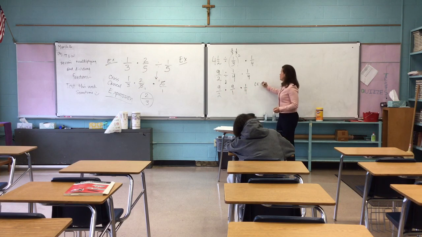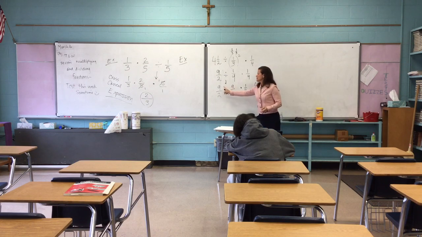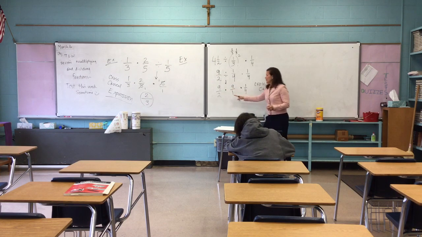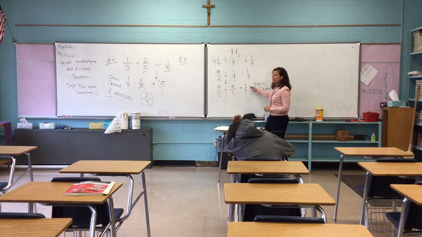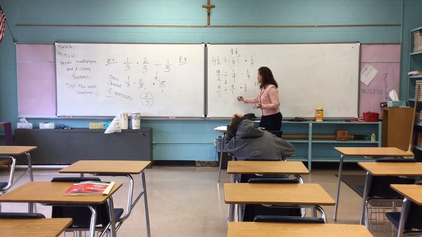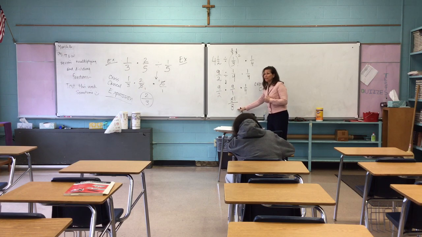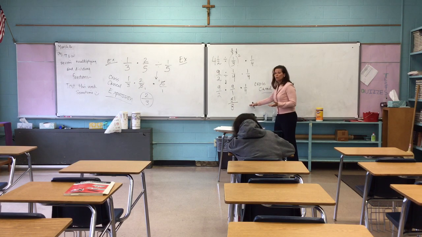Look and see, is there anywhere I can cross cancel? Please do not cancel these 9s because they're both in the numerator. The 2 and the 4, don't cancel those either. They're both in the numerator. Doesn't look like any of our guys have common factors, so we're just going to multiply straight across. 9 times 9, 81 times 1, 81 over 8. I can leave it as an improper fraction, or I can change it to a mixed number, whichever you prefer.